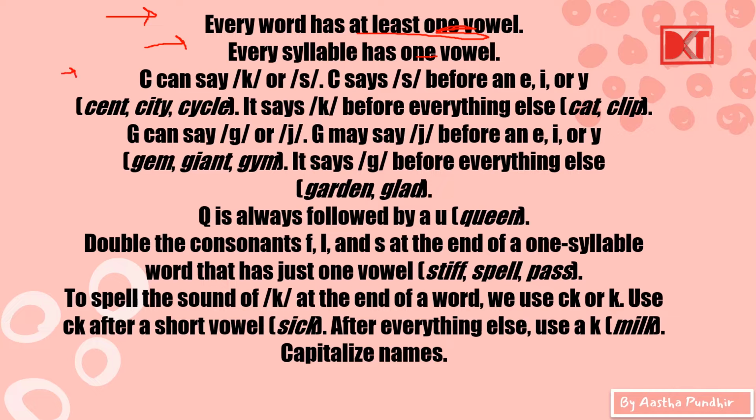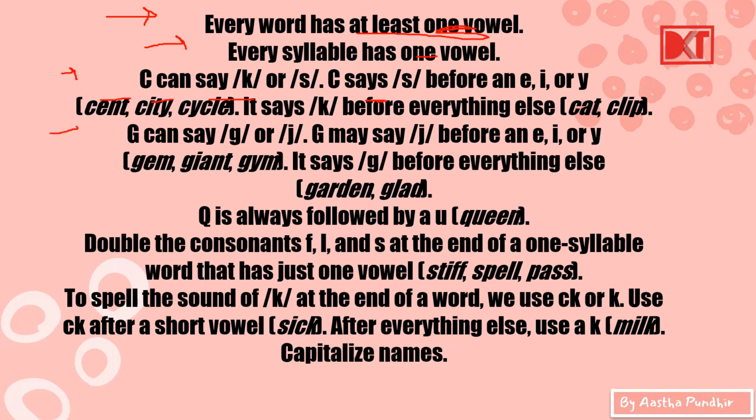Then C can be said K or S, like here you see. The sound of C that is like S comes before an E or I or Y, like scent, city, cycle. Here there is C but the sound is S. So it comes before either an E or an I or a Y. All right. And then the K sound of C comes before everything else. Cat, clip. Okay, examples are also given.